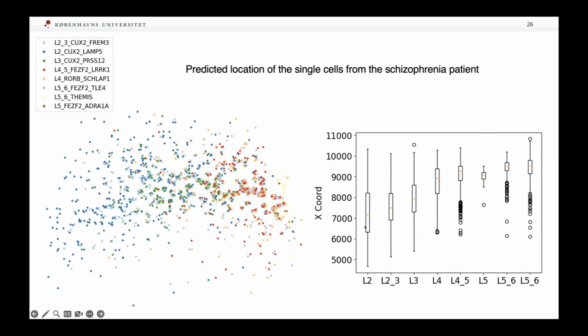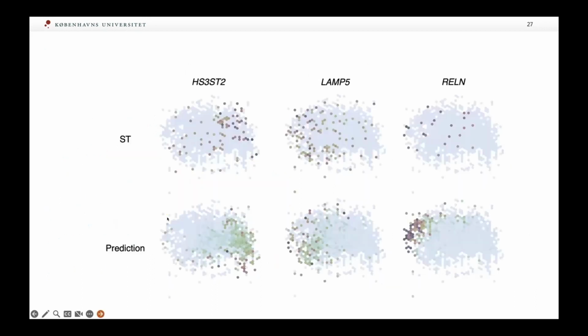And we can see more clearly in the box plot, we can see the single cells that are labeled with low layer are mainly predicted to the left side, and when the layer goes up, they are predicted to the right side. So we still recover the location of single cells from snRNA-seq data to some extent.